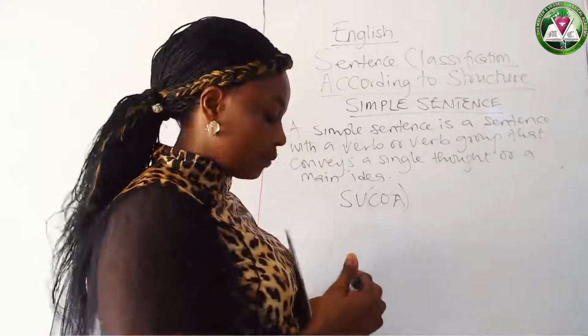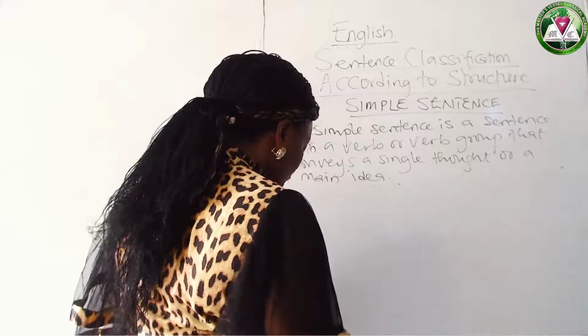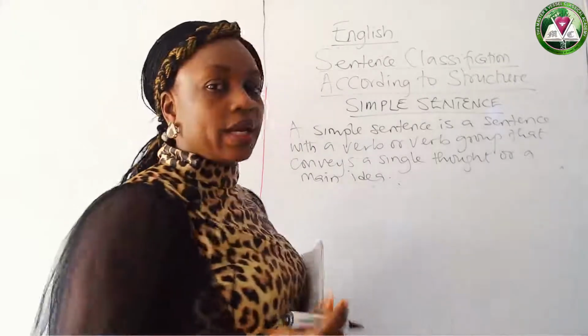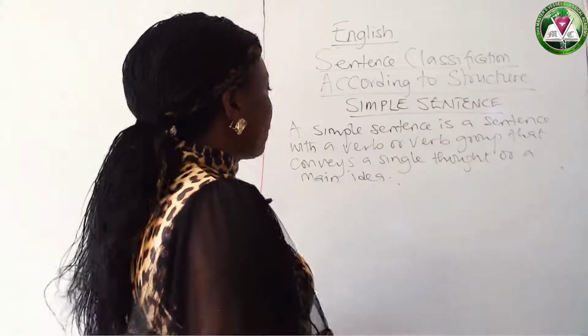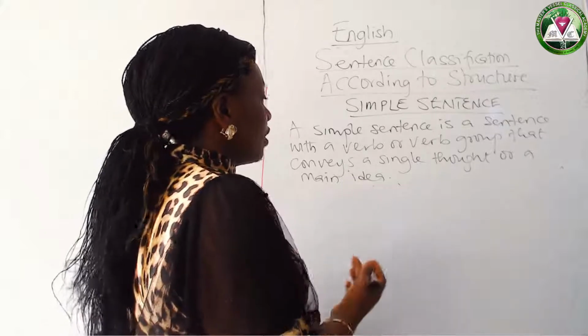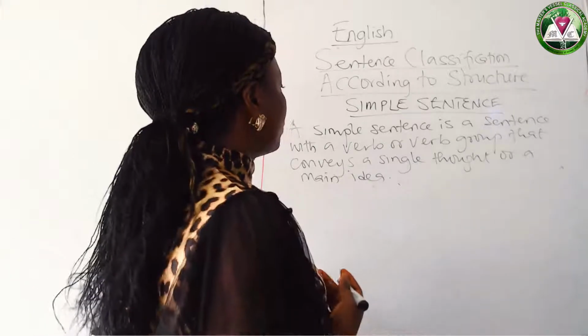So that is why we say we always include verb or verb group, because the verb is a very important aspect of the sentence, whatever sentence you're constructing. So in a simple sentence, there must be subject, verb. Then COA can be optional depending on the nature of the structure of the words you're using. Now we say a simple sentence is a sentence with a verb or verb group that conveys a single thought or a main idea. Okay.